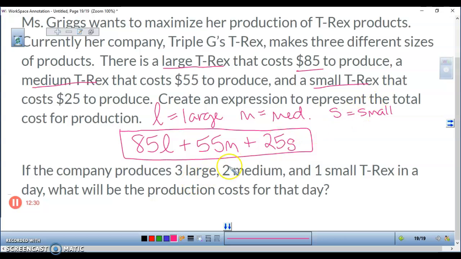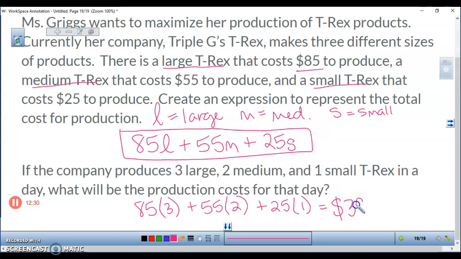If the company produces 3 large, 2 medium, and 1 small T-Rex in a day, what will be the production cost for that day? So we're just going to plug this in here. This is 85 times the large, there were 3, plus 55 times the medium, there were 2, plus 25 times 1 for the small. And that will give me the total production cost for that day. So I have 85 times 3 plus 55 times 2 plus 25. So $390 would be the production cost for that day.